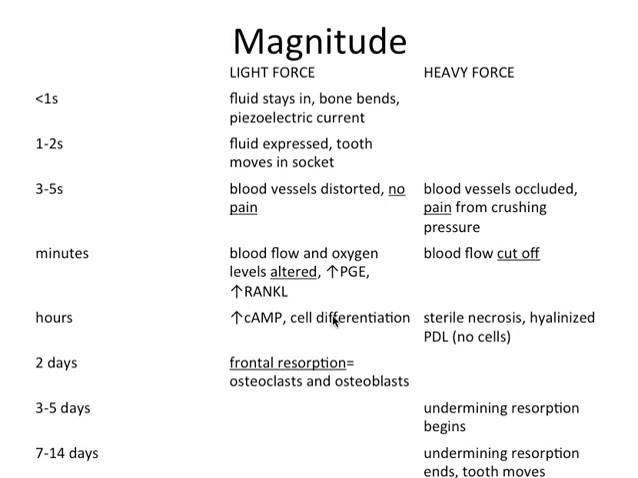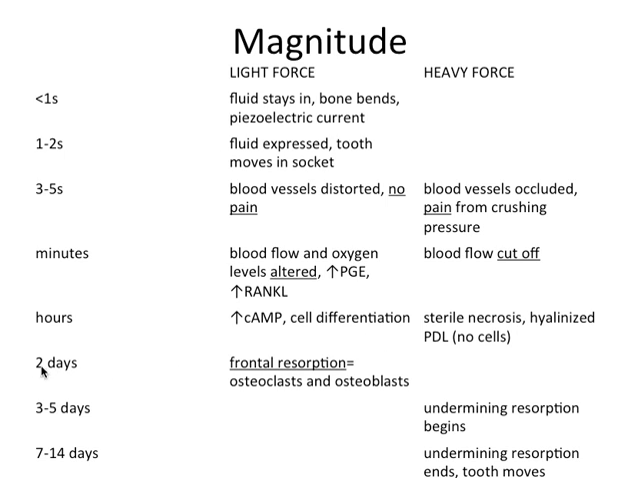And so that's associated with this cyclic AMP, which is also important for cell differentiation. So you start out at the PDL with a bunch of undifferentiated mesenchymal cells that are just kind of hanging out waiting to be told what to do. And once you have pressure and prostaglandin and cyclic AMP, then they know, oh, it's time to become osteoclasts and osteoblasts.